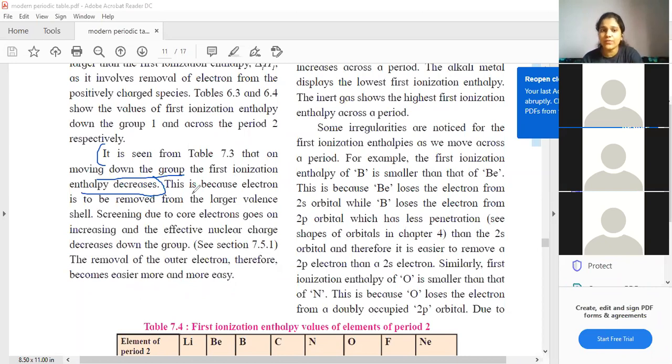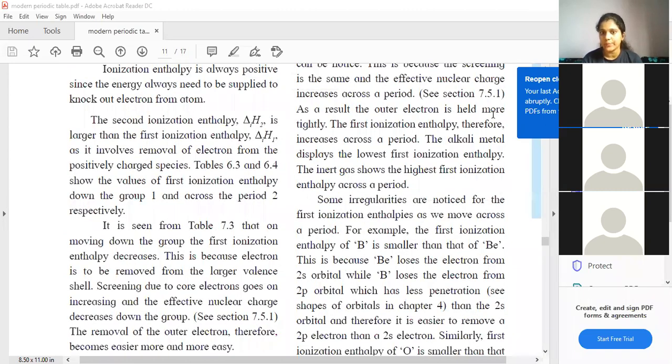ठीक है. See, it is written over here. This is because electron is to be removed from the larger valence shell. Screening due to core electron goes on increasing. The shielding effect or the screening effect is increasing down the group, and the effective nuclear charge decreases down the group. So the removal of outer electron, I can mark this last point also, the removal of outer electron therefore becomes more easier. Okay, fine. I hope you all understood why your ionization enthalpy decreases down the group.